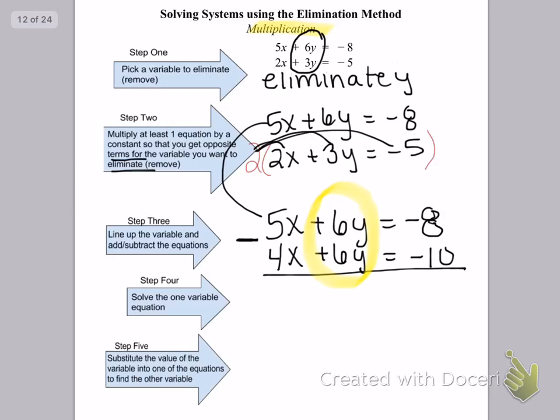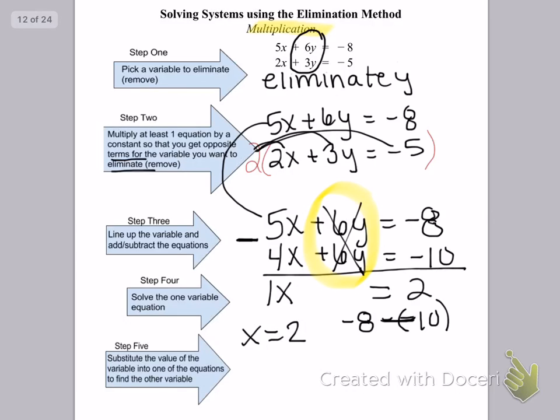So we've got 5 minus 4, that just gives you your 1x. Your 6 minus 6, which gives you your 0. These cancel out. And then it's going to equal negative 8 minus negative 10. Well, let's just write that down here. Let's remember what happens. So negative 8 minus negative 10. Remember, you're going to add these together because when you subtract a negative, you're adding. So negative 8 plus 10 gives you 2. So for this first problem, we solved that x equals 2.